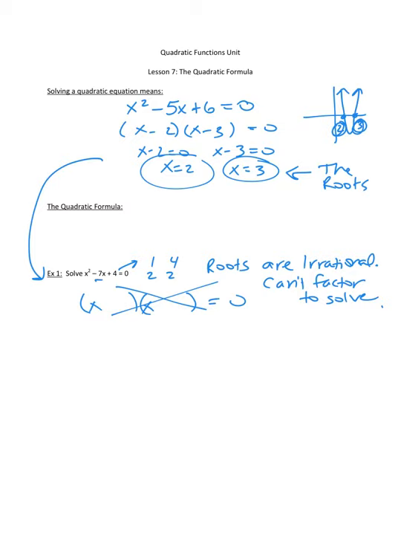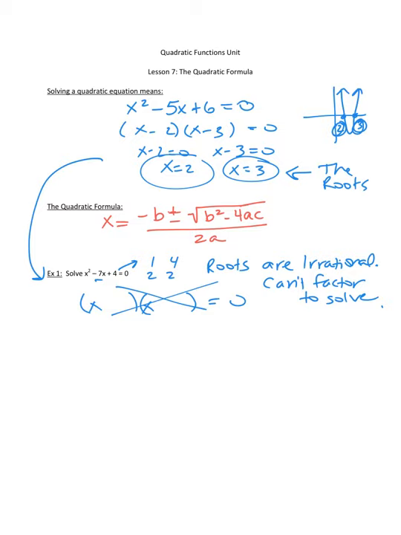So the quadratic formula looks like this, and it's something that you're supposed to memorize. X equals negative b plus or minus the square root of b squared minus 4ac all over 2a.